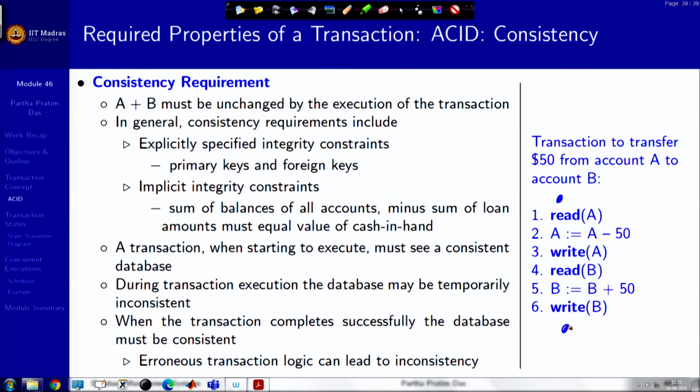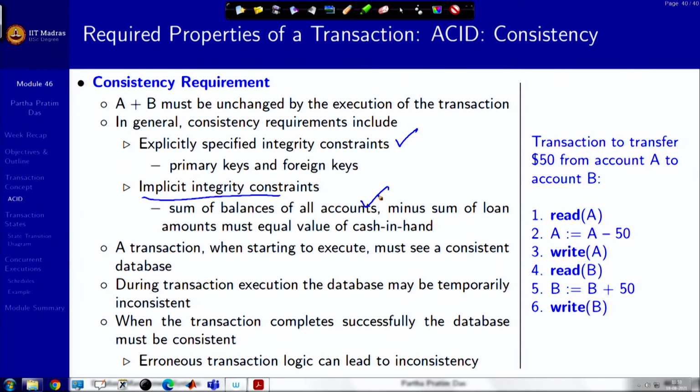There could be consistency requirements that come from specified integrity constraints, such as primary keys and foreign keys, which try to guarantee consistency, or there could be implicit ones, like the sum of balances of all accounts minus the sum of loan accounts must equal cash in hand.